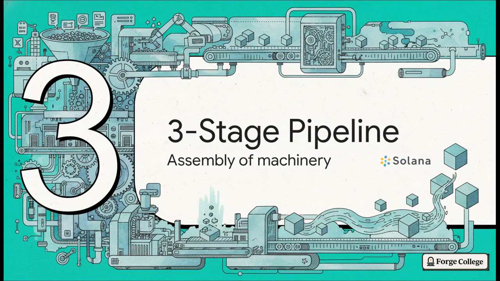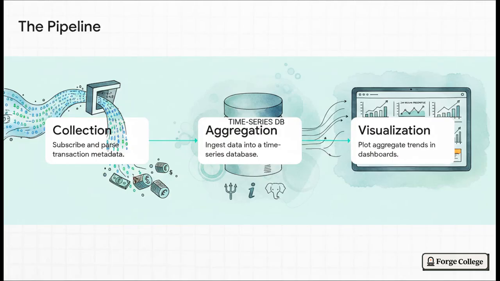All right, let's get into section 3, the 3-stage pipeline. How do we move all that data from raw RPC endpoints into something we can actually read? We use a 3-stage pipeline. Step 1 is collection. We subscribe to a transaction stream, filter it down by our specific program ID, and systematically parse the meta to pull out those compute units and fees.